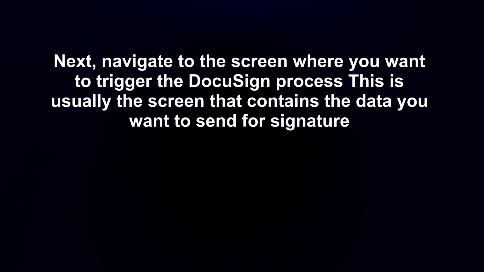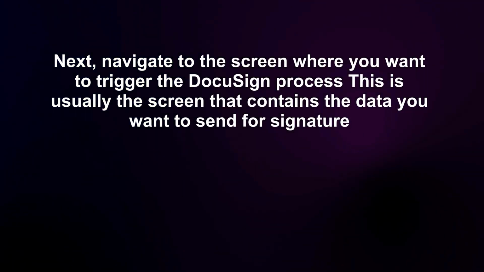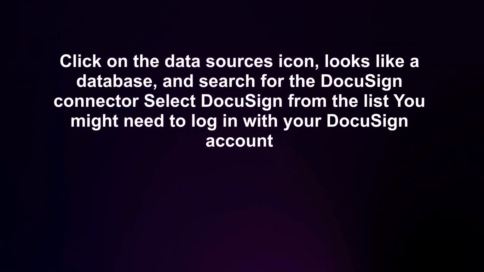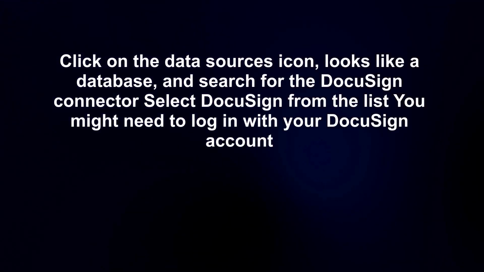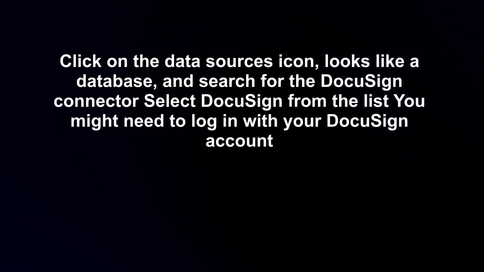Next, navigate to the screen where you want to trigger the DocuSign process. This is usually the screen that contains the data you want to send for signature. Click on the data sources icon, looks like a database, and search for the DocuSign Connector. Select DocuSign from the list. You might need to log in with your DocuSign account.